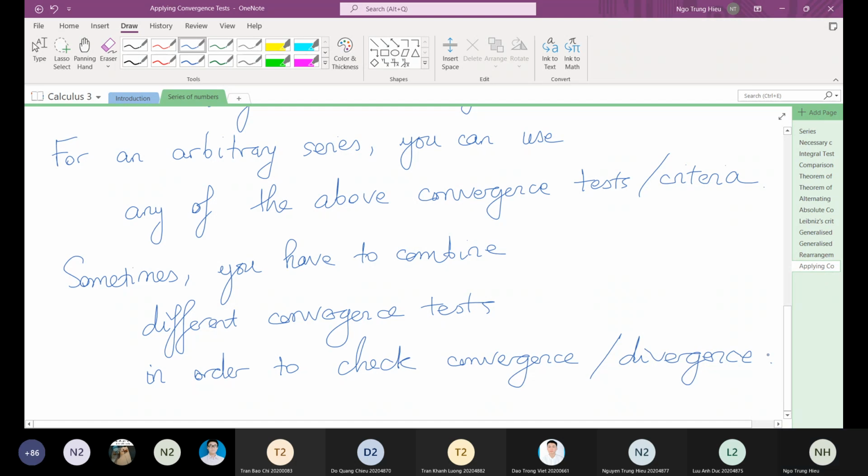So we will have many practice problems in the exercise classes. Right? So we'll do many practice problems in the exercise classes. So any question?